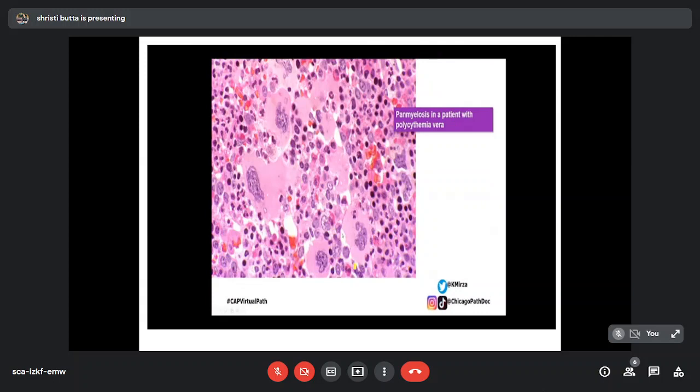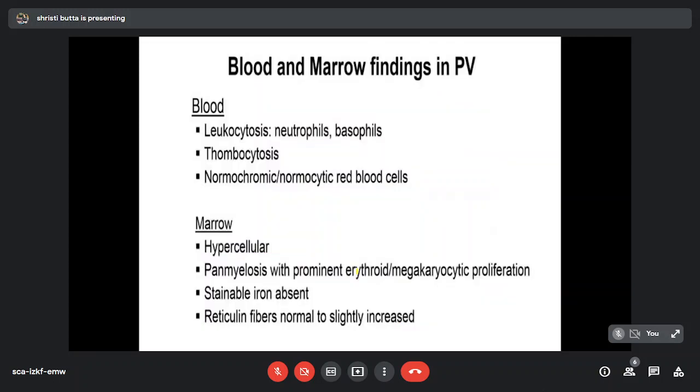Here again, we have another picture. So the blood finding shows leukocytosis. That may be neutrophils, basophils, there's thrombocytosis, the red blood cells are normocytic, normochromic. The bone marrow is showing a panmyelosis with an increase in the erythroid and megakaryocytic proliferation, and there is stainable iron which is absent. Reticulin fibers are normal to slightly increased.